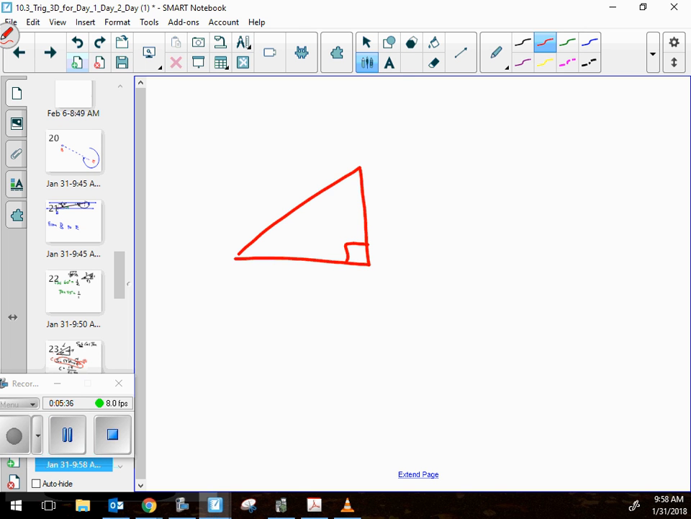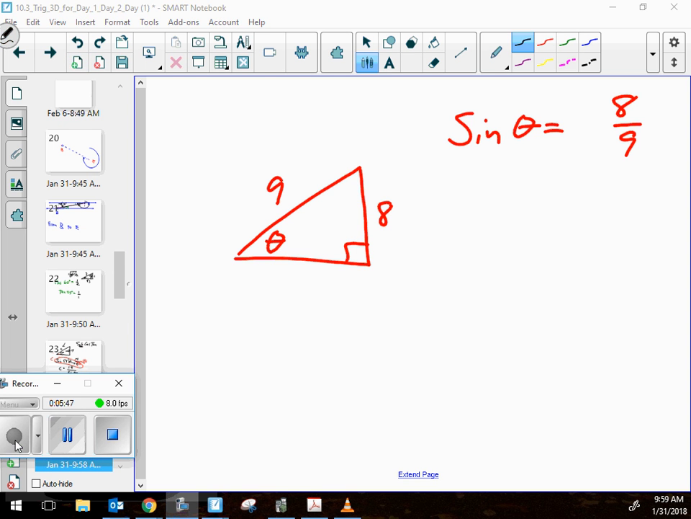So let's say this is 8, and let's say this is 9. Would you please figure out what theta is? I'll pause for a second, see if you know how to do that. If you have any trouble with these, I recommend you just write out the equation with theta in it that you can use. I can use sine of theta is 8 over 9, and then what do I do to both sides? What do you do to both sides? Inverse sine.